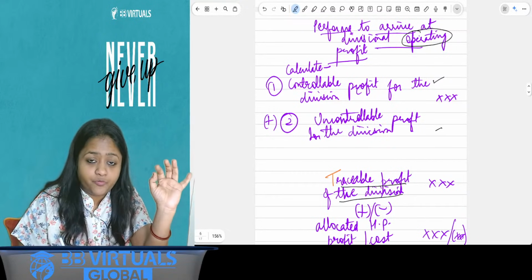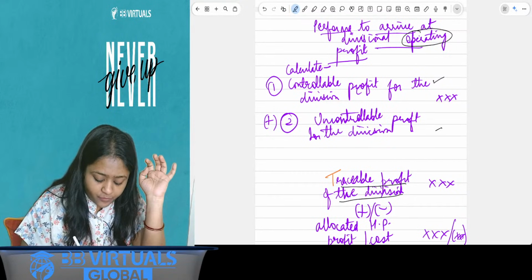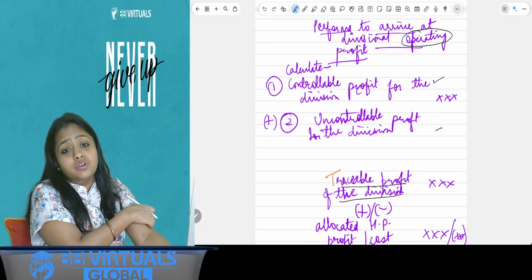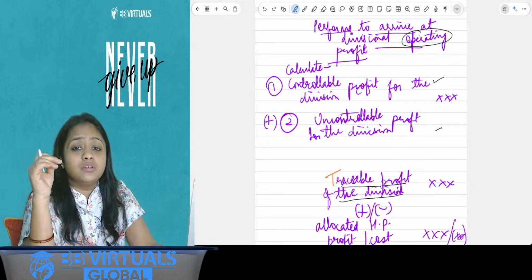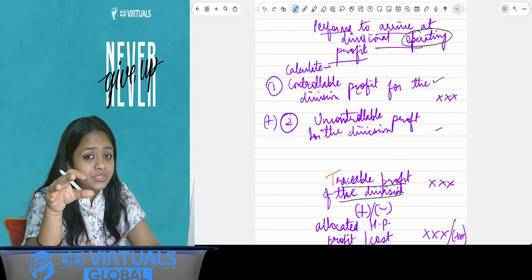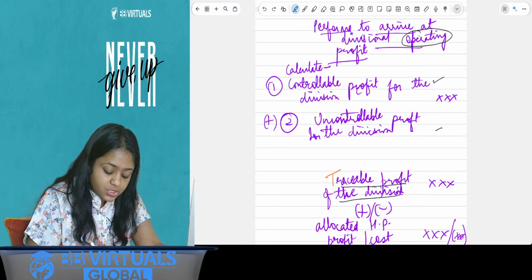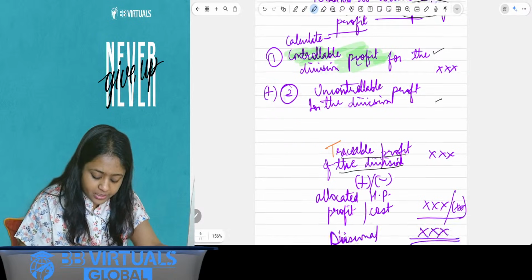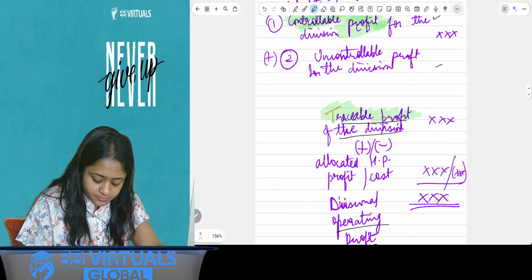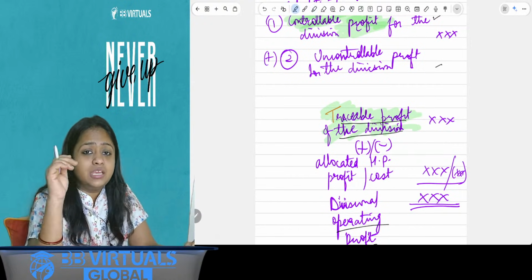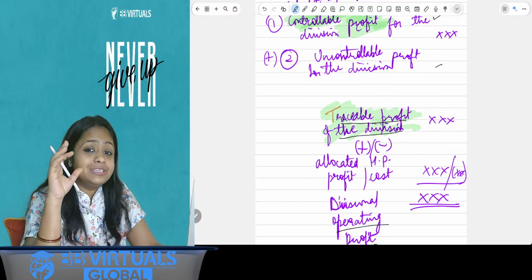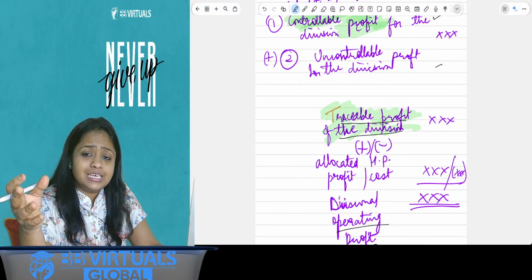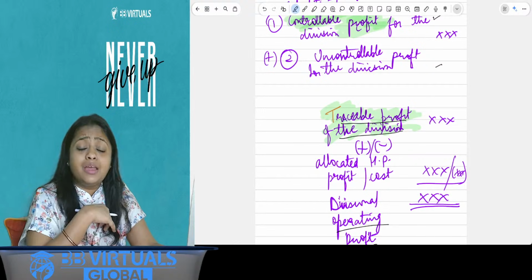So with the controllable profit, you will add the uncontrollable profit of the division. Uncontrollable profit means those profit areas which are not under the direct control of the manager. So you will add that area, and then when you add the two, you will get your traceable profit. These two terms are very important: controllable profit and traceable profit. Basically, traceable profit is that profit that is directly traced to the division.